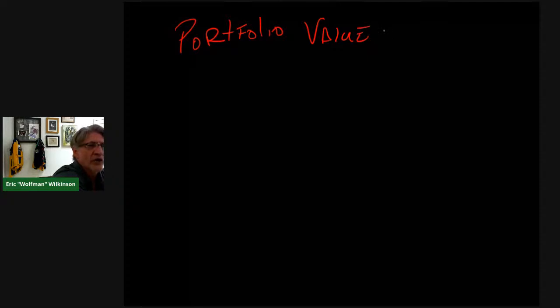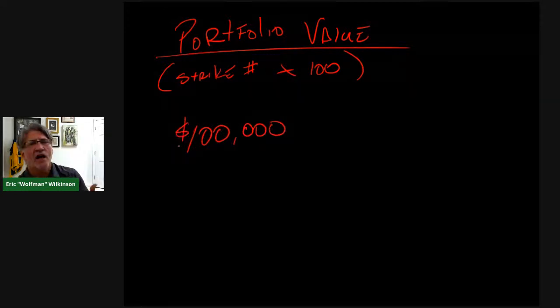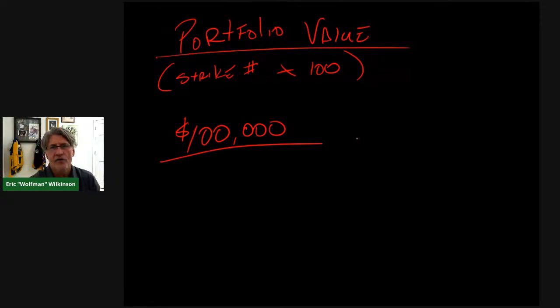All right, so you take your total portfolio value and divide it by the strike, just the strike, times 100. Let's say, for example, you have $500,000 in your account, and $100,000 of it is allocated to tech.